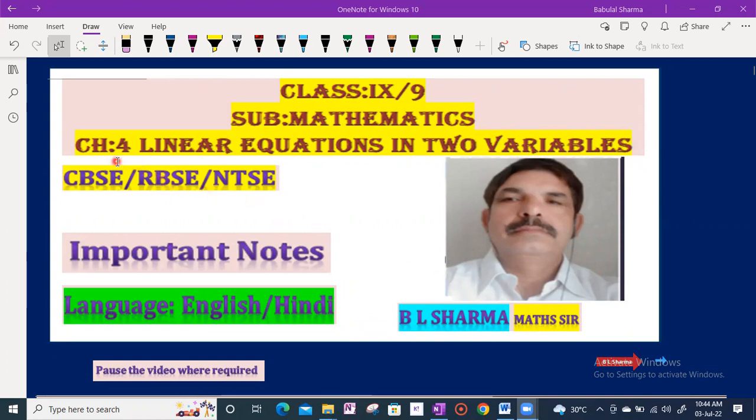Discussing Chapter 4, that is linear equations in two variables of class 9th NCERT mathematics. In this class, I will be discussing important notes of this chapter that will be very useful when we do the exercise or any other questions related to this chapter. I will be using both languages, English and Hindi. Students, please pause the video whenever you require, and please keep a notebook and pen with you.